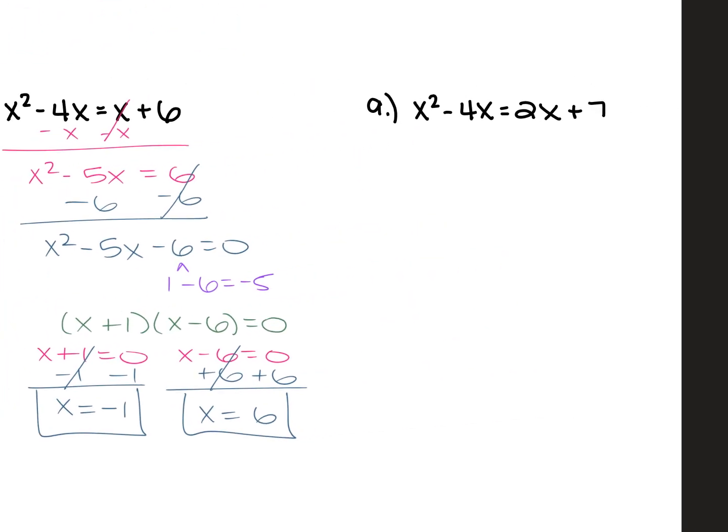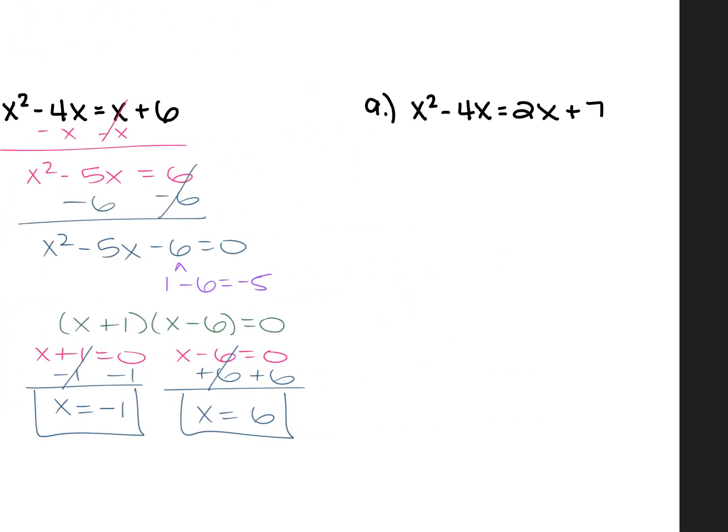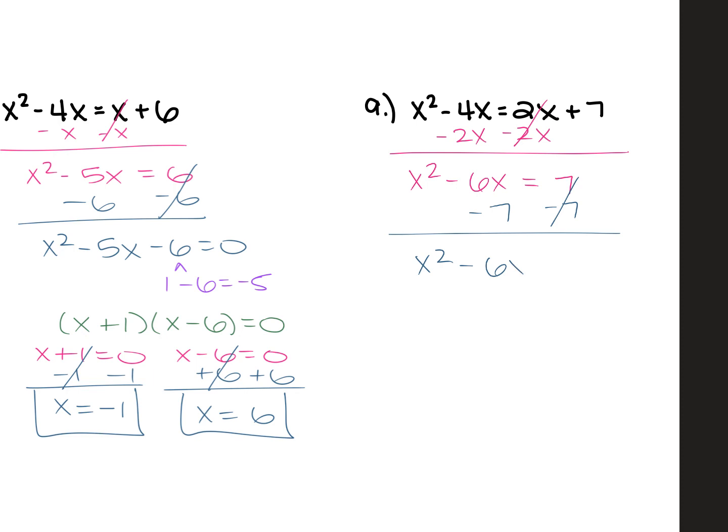All right, for number 9, you have x squared minus 4x is equal to 2x plus 7. So this one's just like the one before it. You're going to move the 2x over first, so subtract that from both sides. So x squared minus 6x is equal to 7. Then move your 7 over. Subtract it from both sides. That's x squared minus 6x minus 7 is equal to 0.